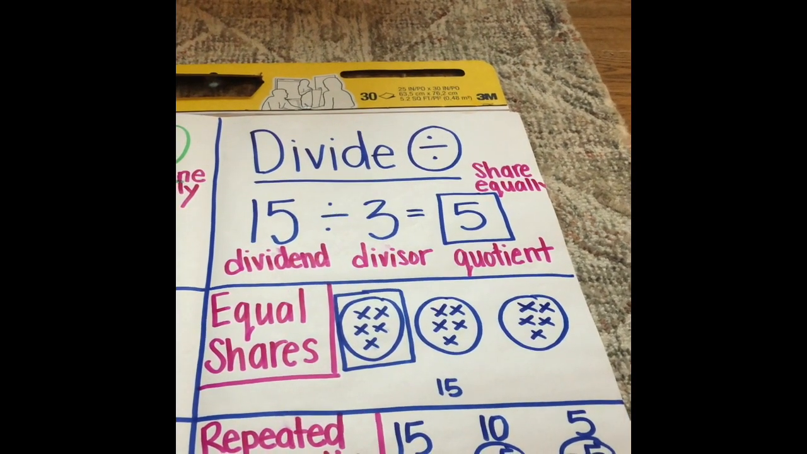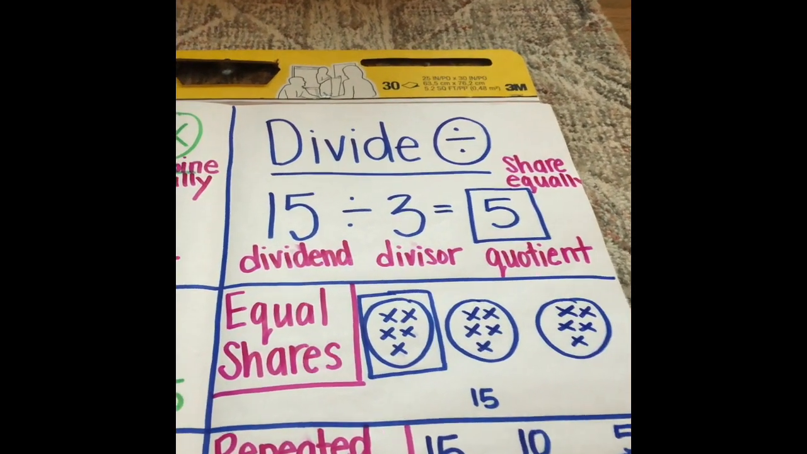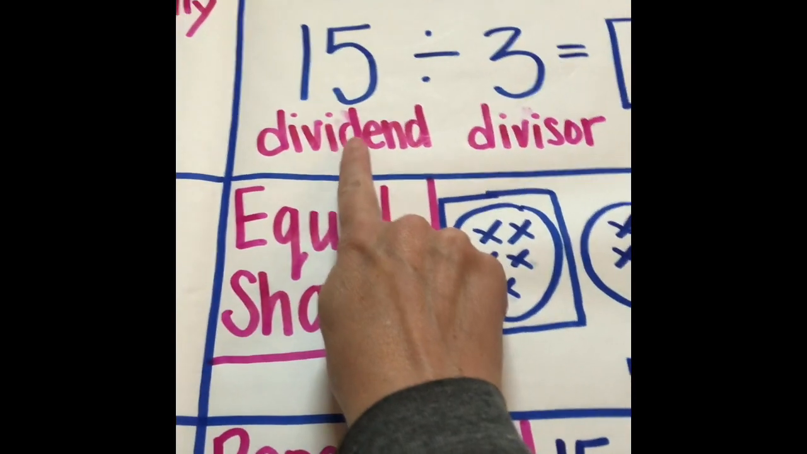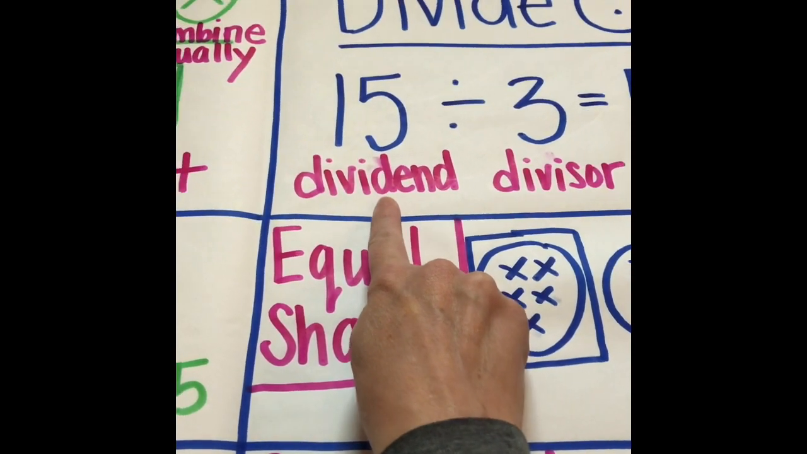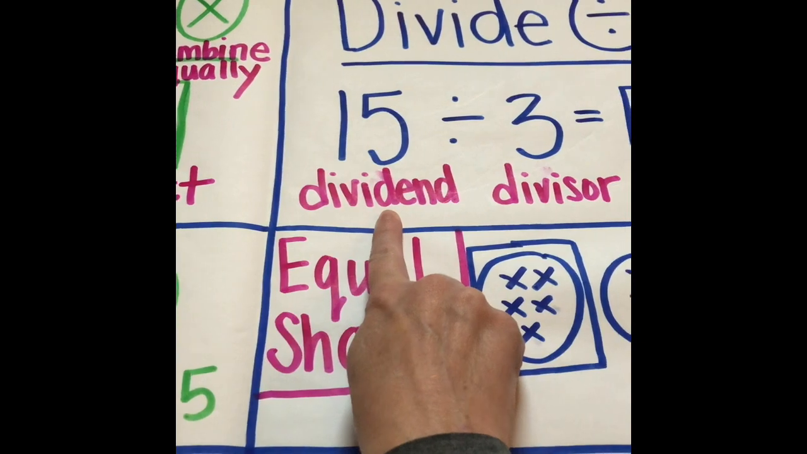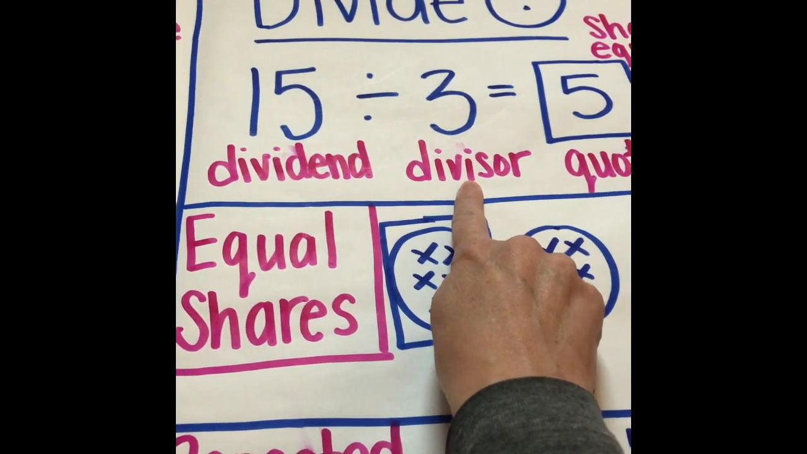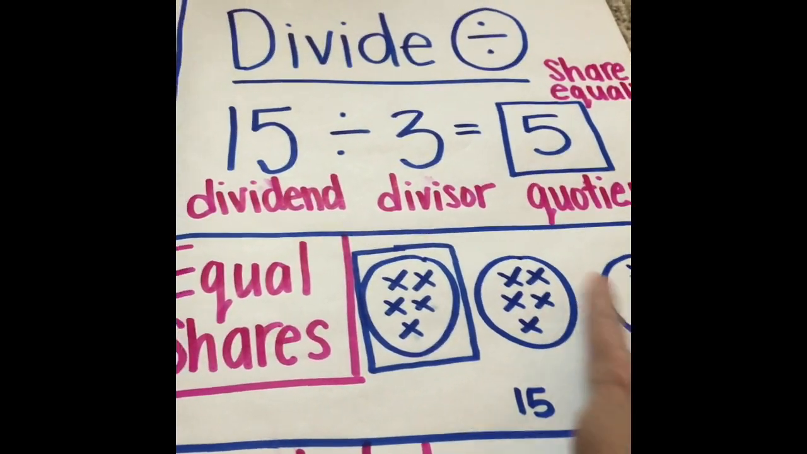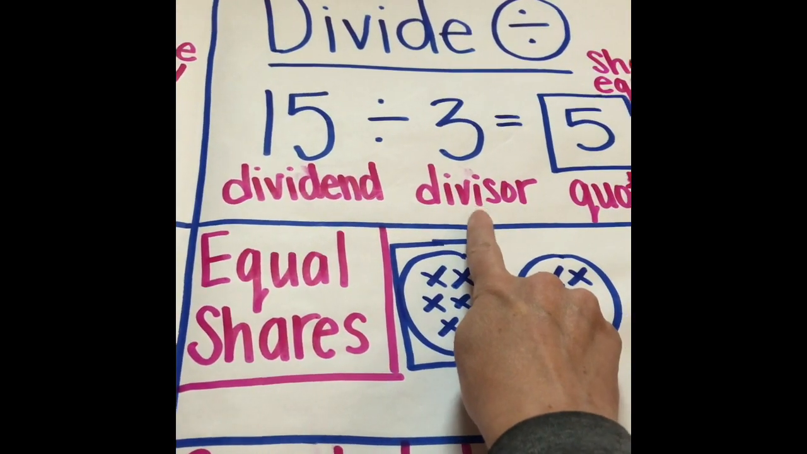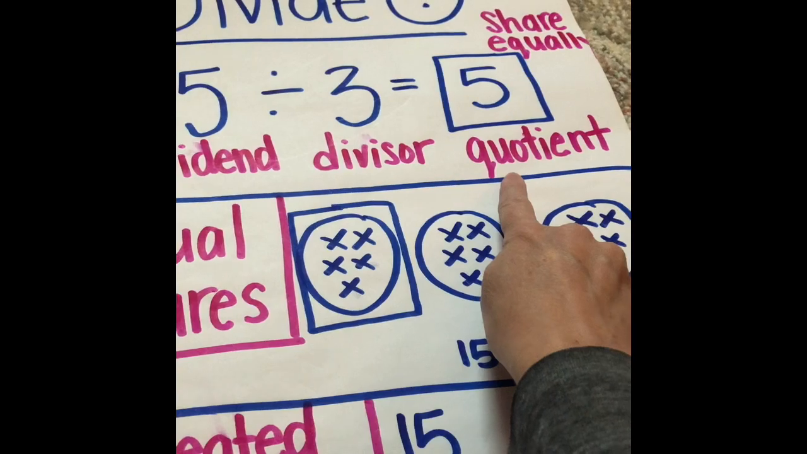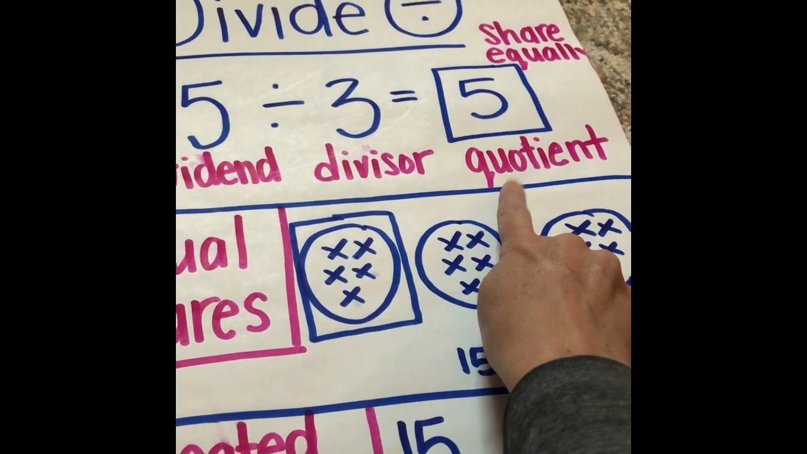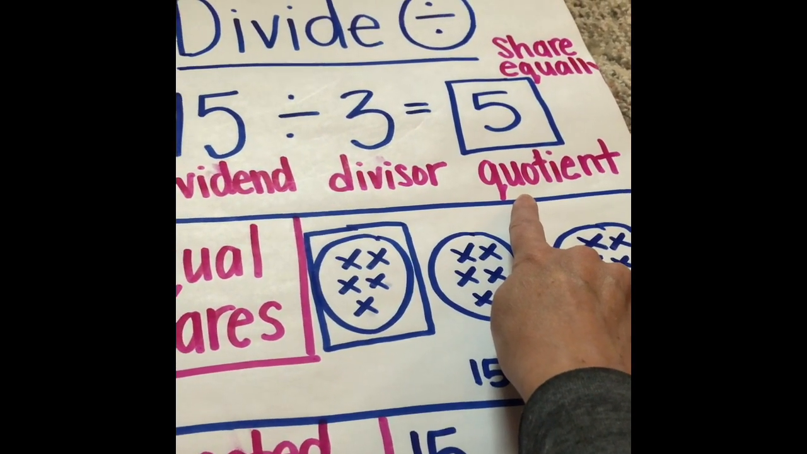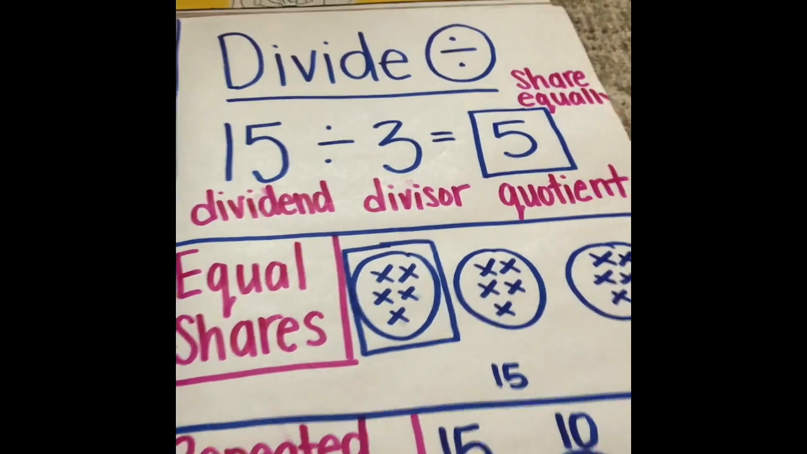So we talked a little bit yesterday about our new vocabulary words. We learned that this big number that our division problem starts with is called the dividend. The number of equal shares, our circles we would draw, is our divisor. And then our answer for a division problem is called our quotient. So we're going to be using those words again today as we talk about our two new strategies.